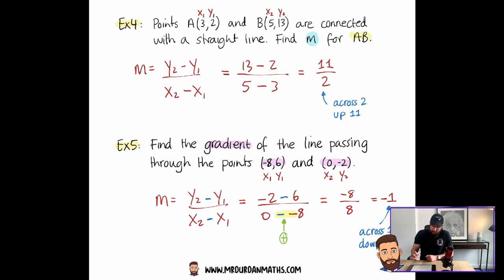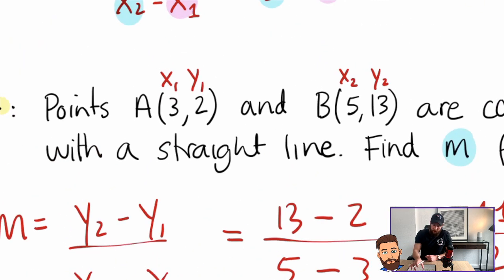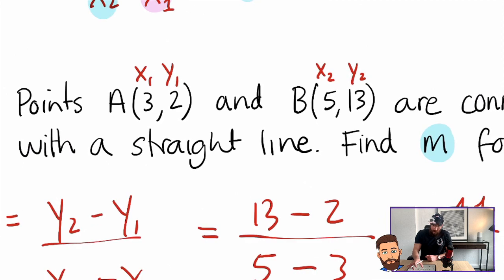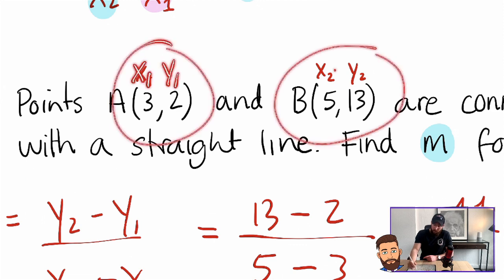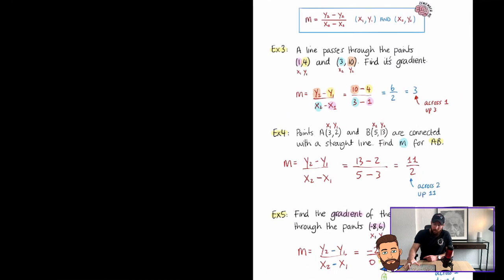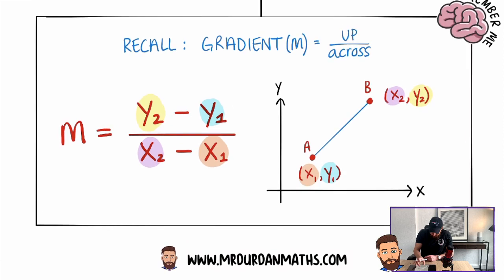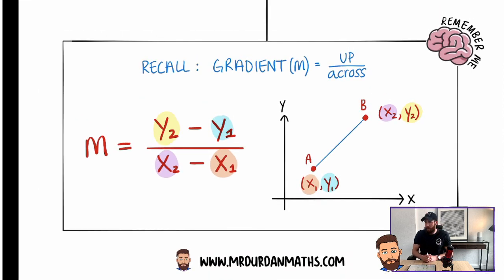What else do we have to be careful with? Labeling. You have to label your coordinates, and it is easy. Just don't put x1, x2. That's wrong. Make sure, look, that's the first coordinate, so it's x1, y1. That's the second coordinate, so it's x2, y2. And that maps perfectly with our formula.